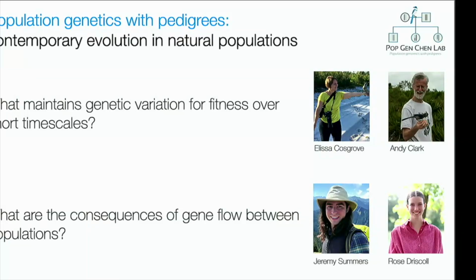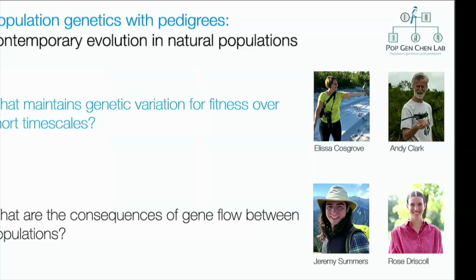First I'll talk about some work we're doing trying to understand the genetic architecture of fitness and looking at what maintains genetic variation in our population. This work is done in collaboration with Alyssa Cosgrove and Andy Clark. Then I'll talk about a whole suite of different projects focused on understanding the consequences of gene flow into our focal population. I'll be presenting work from graduate students Jeremy and Rose.